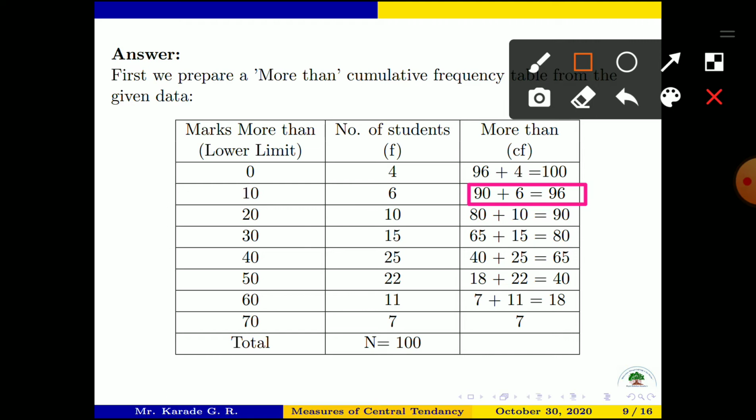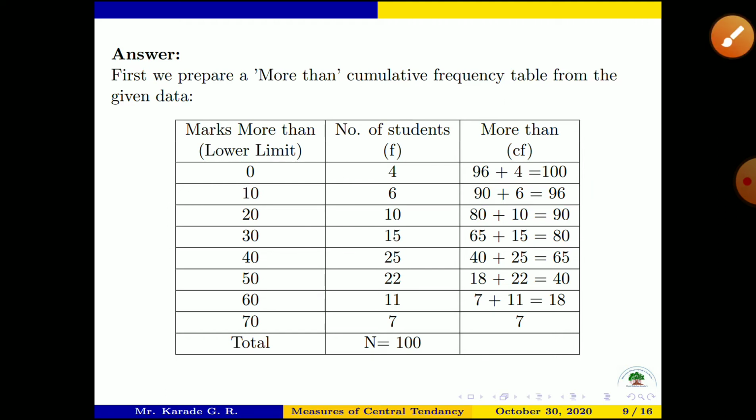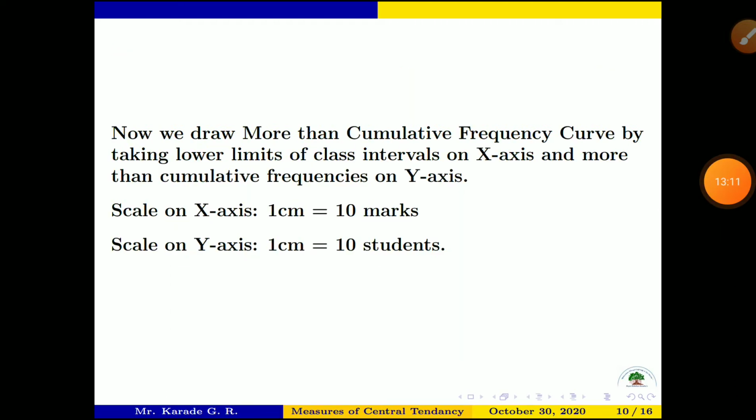Okay, so from this cumulative frequency table, the more than cumulative frequency table, let us construct an Ogive curve. So how to construct the Ogive curve, we see here now. We draw the more than cumulative frequency curve by taking, that is very important, lower limits of class intervals on the x-axis, means marks on the x-axis, and more than cumulative frequencies on the y-axis, means number of students on the y-axis.